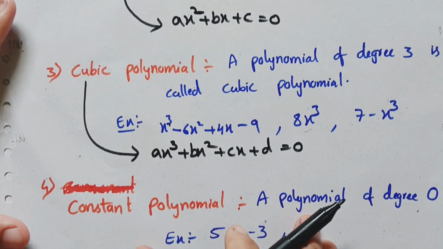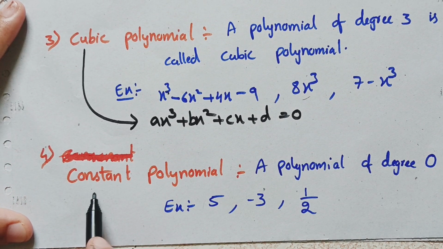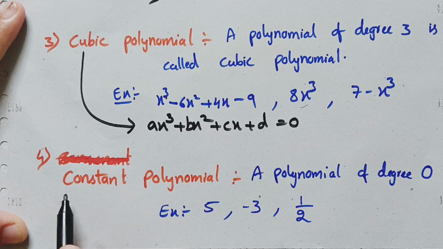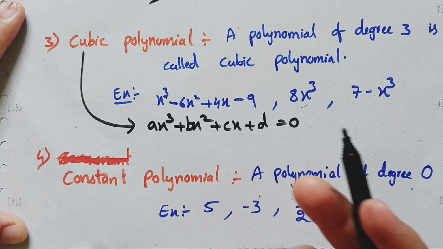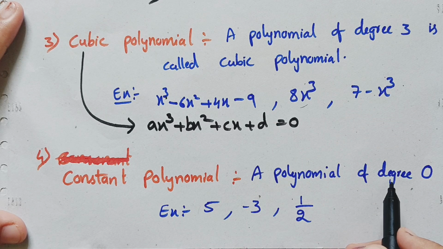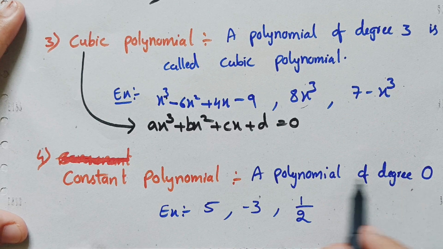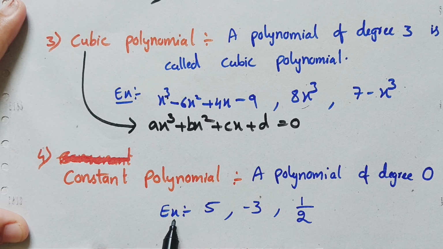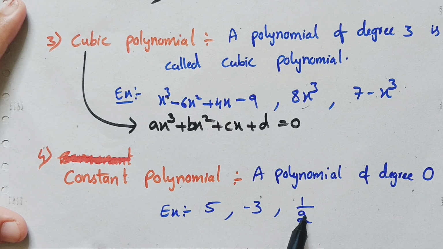Okay, now we'll see the fourth one, which is the constant polynomial. What do you mean by constant polynomial? By seeing this only we can easily say that a constant is nothing but numbers without any variable. So a polynomial of degree 0 is called a constant polynomial. For example, 5, minus 3, 1 by 2. These are all constant polynomials.